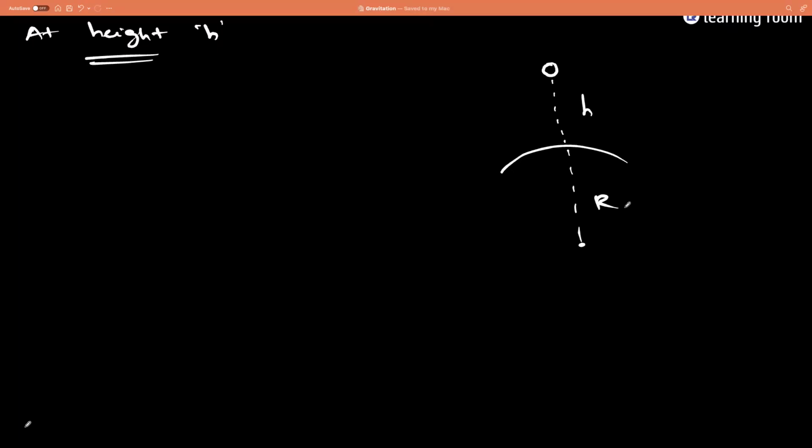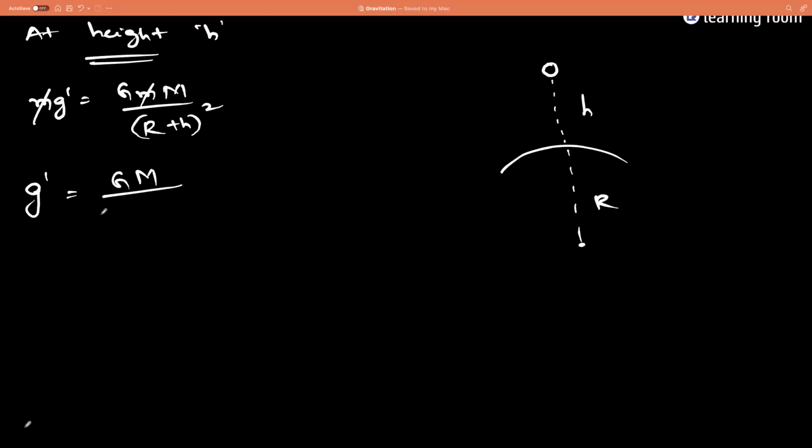Shri Kriti, tell me, how do I frame the equation? Sir, mg dash is equal to G small m capital M divided by R plus h whole square. Very good. So what will get cancelled? M and small m. So g dash will be equal to how much? GM by R plus h whole square.